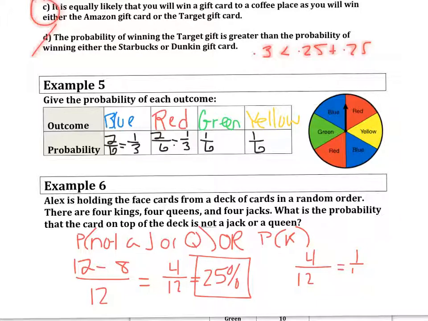I'm sorry, I just realized I did 4 out of 12. It should have been 1/3. I'm so sorry. Let's go back and fix that real quick. 1/3 is what 4/12 simplifies to, which is 33.3 repeating percent. And again here, when we simplify 4/12, we would get 1/3, 33.3 repeating percent.